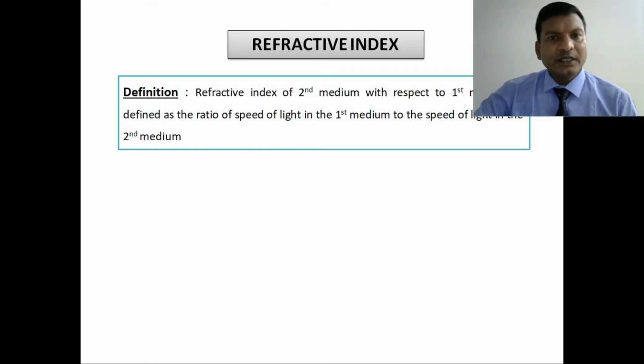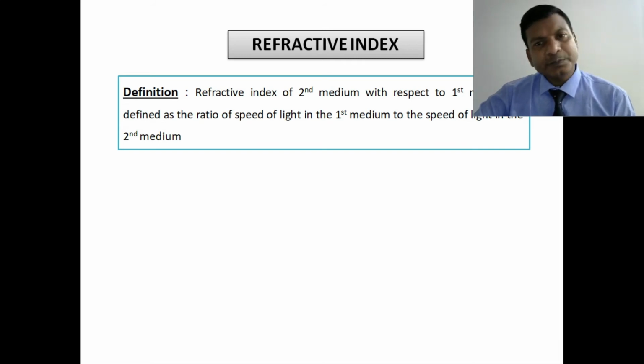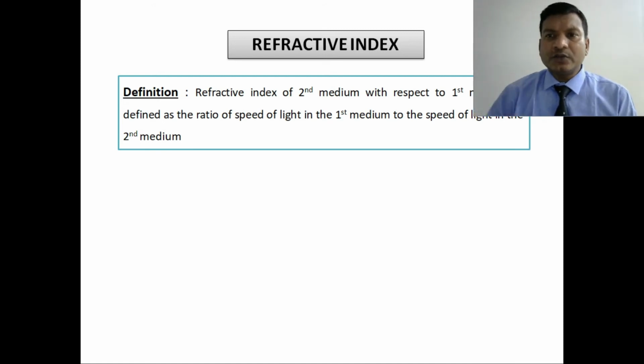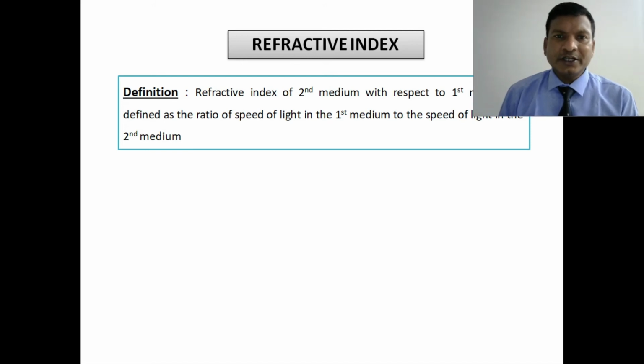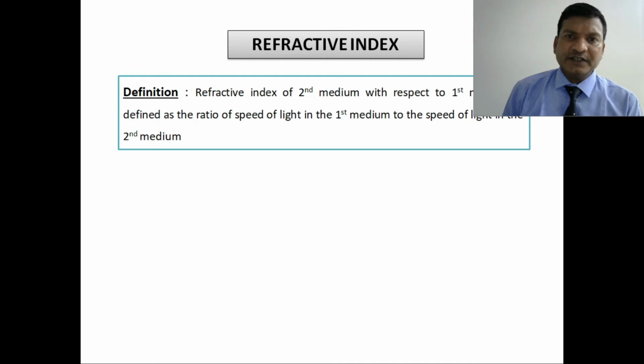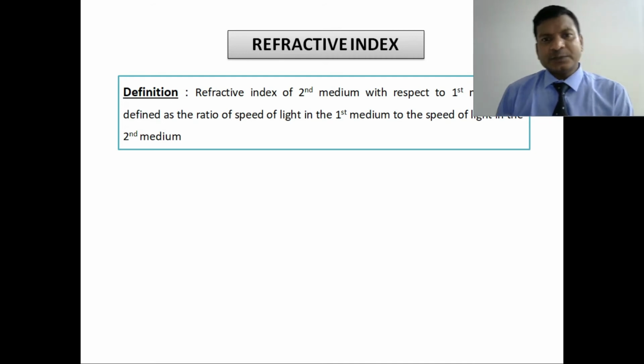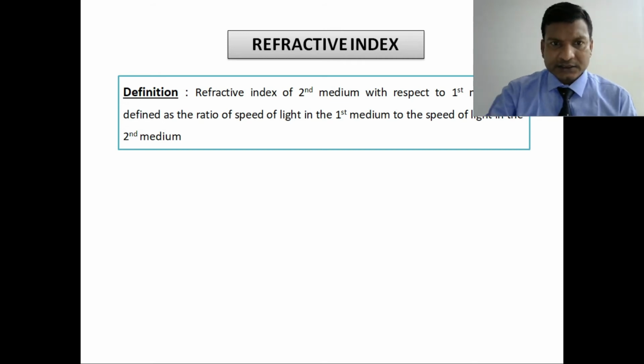So therefore refractive index is defined as the ratio of the speed of light in the first medium to the speed of light in the second medium. Say for example, if the ray of light is coming from air to glass, in order to find the refractive index of the glass, what do you have to do? The refractive index of the glass is equal to the speed of light in the air divided by the speed of light in the glass, isn't it?